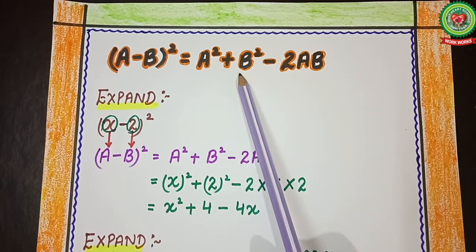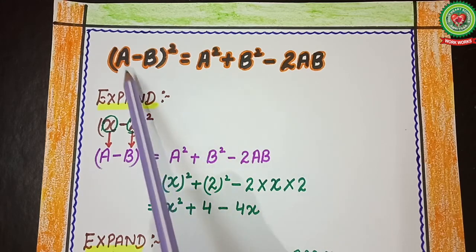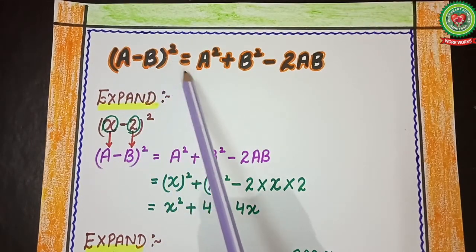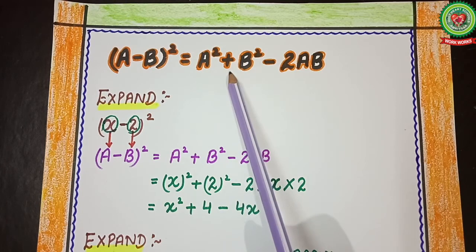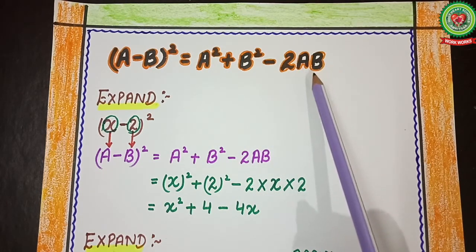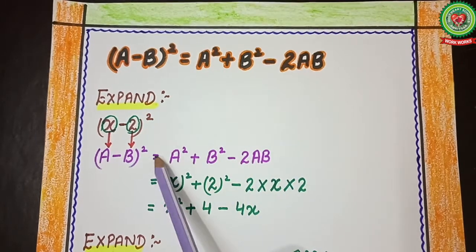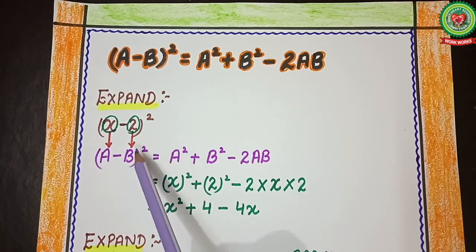So here is the identity: (a - b)² is equal to a² + b² - 2ab. I'm going to repeat it. (a - b)² is equal to a² + b² - 2ab. Alright, now we will see how we can apply this identity for solving or squaring any binomial term.